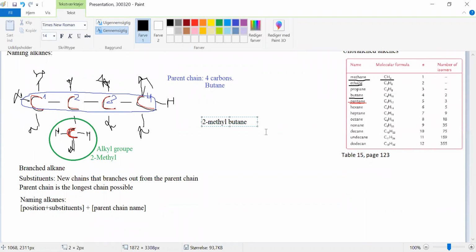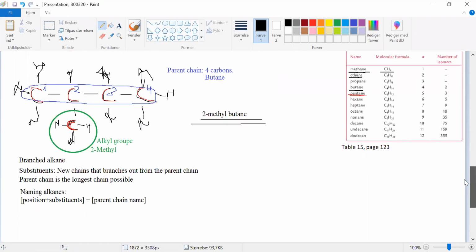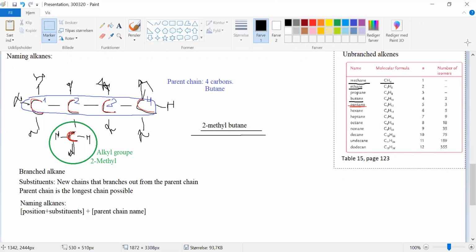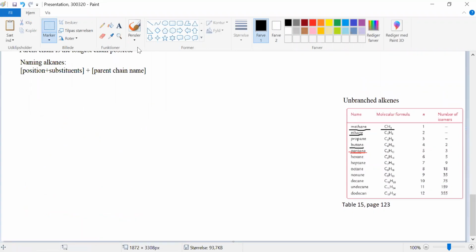Okay. Are there any questions now? No? Okay. Let's try a different example. And we're going to need this table again. There we go. And let's do 5 carbons.